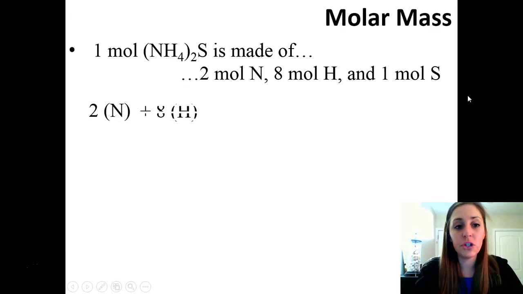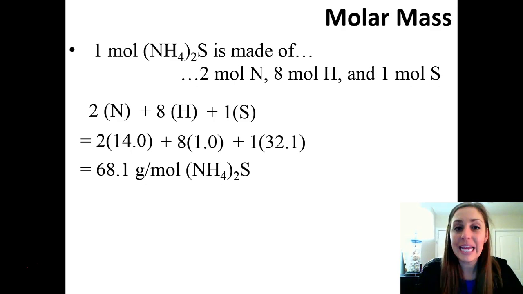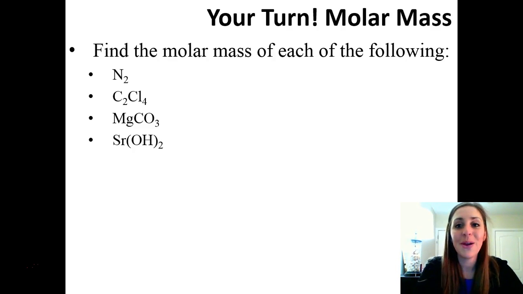So then we have 2 nitrogen plus 8 hydrogen plus 1 sulfur. Plug in your molar masses. Nitrogen is 14, hydrogen is 1.0, and sulfur is 32.1. Plug this into your calculator, a real calculator, don't use your cell phone, and you'll get 68.1 grams per mole of ammonium sulfide. Okay, now it's your turn.